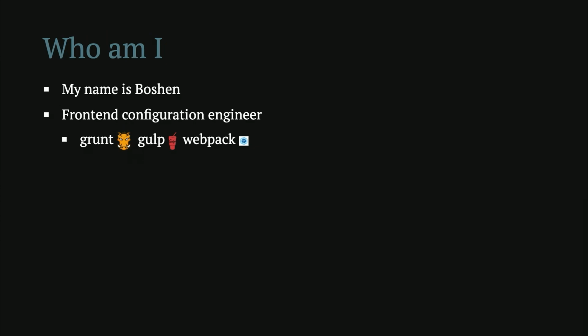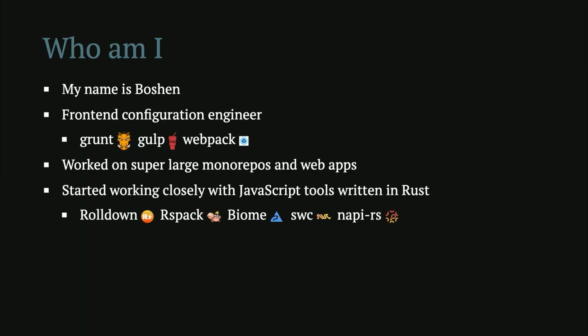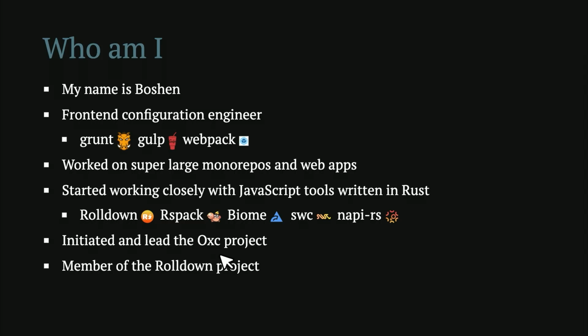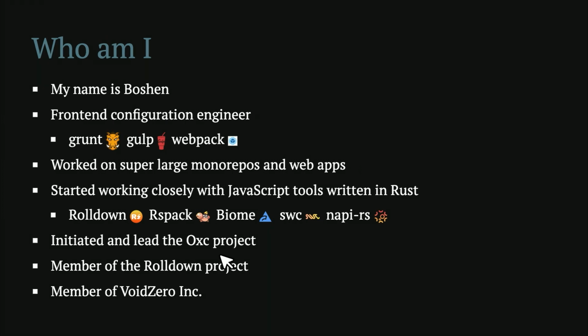As part of my interest in new programming languages, I started working on JavaScript tools written in Rust, such as Rolldown, Rspack, Biome, SWC, and Next.js. And I used to work on super large monorepos and web apps. For example, I used to work at ByteDance on the Rspack project. And I initiated and led the Oxc project. And now I'm also a member of the Rolldown project, as well as a member of VoidZero Inc.